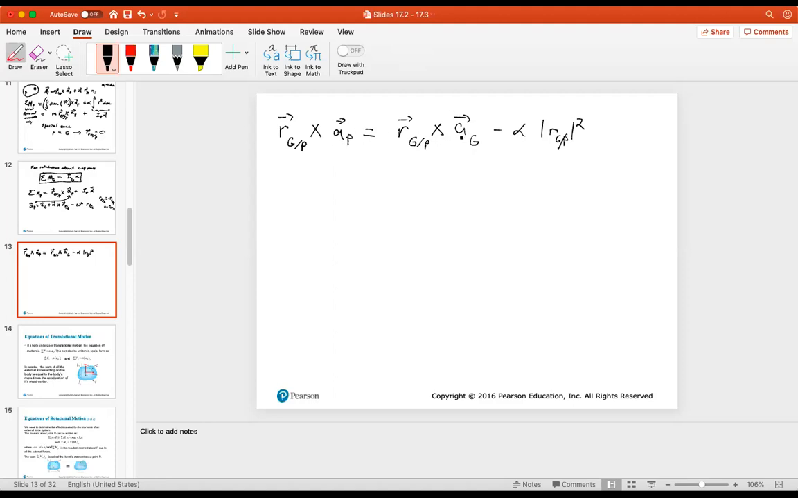And then I end up with the cross product with respect to the acceleration of the center of mass, and this is alpha times the relative position between point P and the center of gravity squared. And the other little property that we have is using the parallel axis theorem: the moment of inertia about point P is the moment of inertia around the center of gravity plus the relative position squared times the mass.